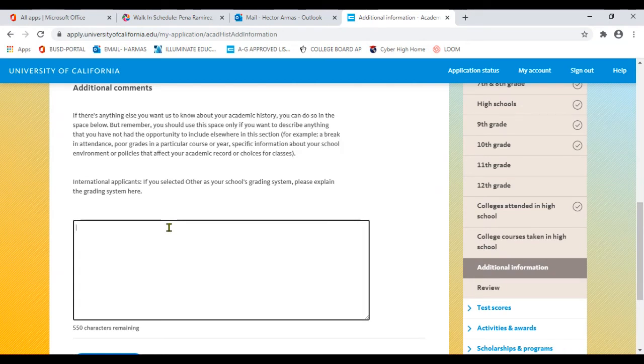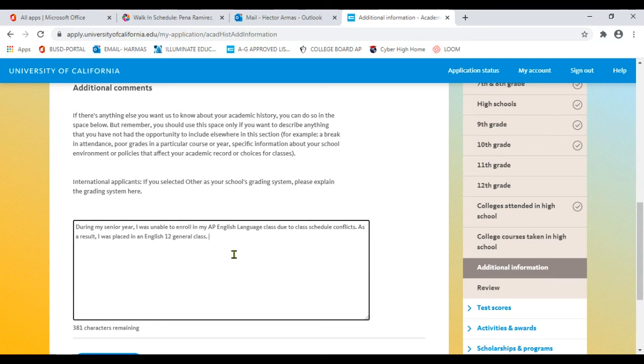So one of the things that I want to say here is, say for instance, during my senior year, I was unable to enroll in my AP English class due to class schedule conflicts. As a result, I was placed in an English 12 general class.